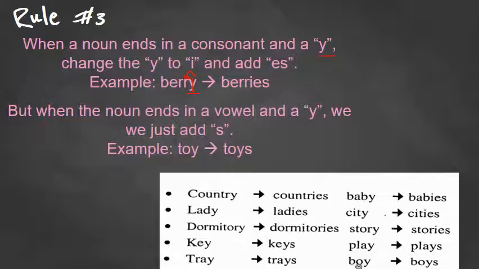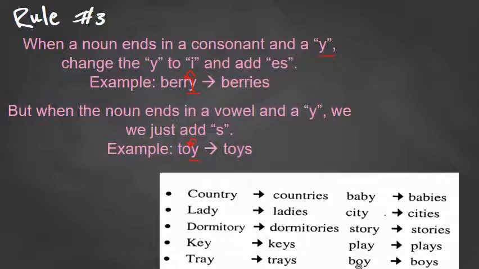But when the noun ends in a vowel and y, pay attention, if I have a vowel letter before the y, then I just add s. So you see, for example, toy. Before the y I have a vowel letter, so here I do not remove the y, I just add s. I treat the noun as in the first rule.